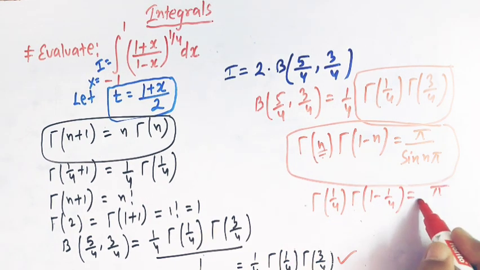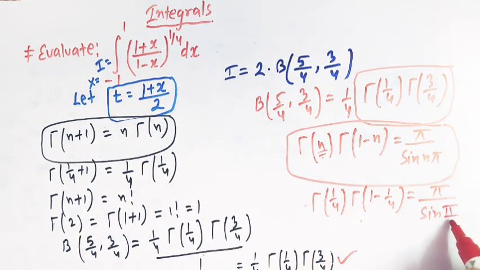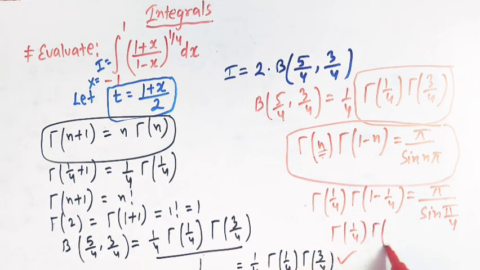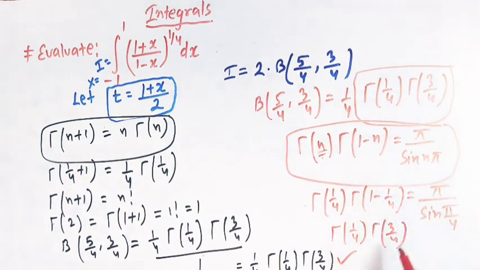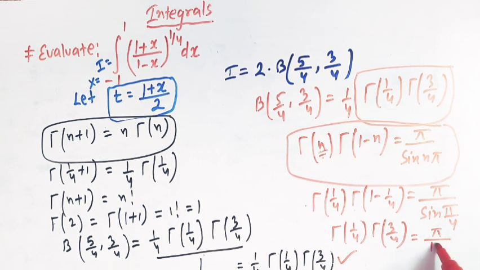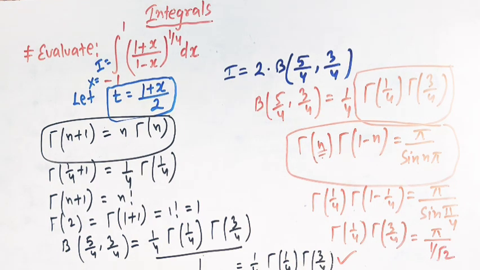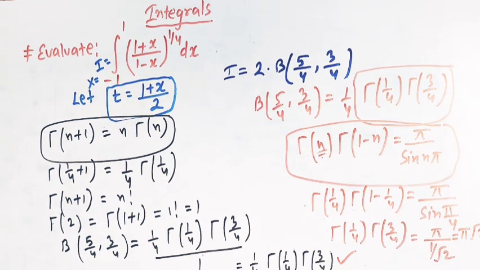And here we have pi divided by sine of n pi, with n equal to 1 over 4, so this is pi over 4, right? So gamma of 1 over 4 times gamma of 1 minus 1 over 4, which is 3 by 4, right? So here we have gamma of 1 over 4 gamma of 3 over 4, that is equal to pi divided by sine pi by 4. Sine pi by 4 is sine 45 degrees, that is equal to 1 over root 2, right? That is equal to pi times square root of 2, because we take square root of 2 to the numerator.